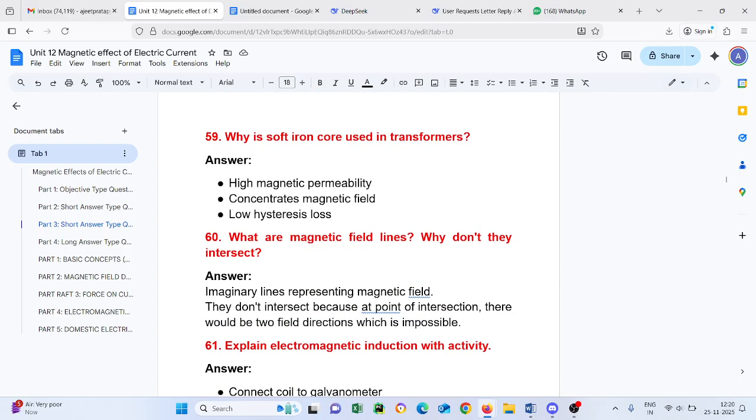Question number 59. Why is soft iron core used in a transformer? High magnetic permeability concentrates the magnetic field, and low hysteresis loss.